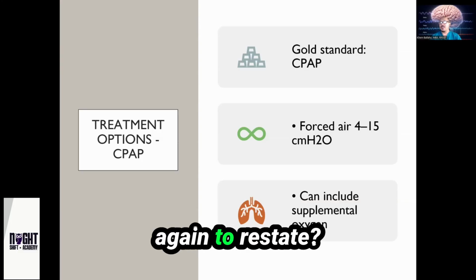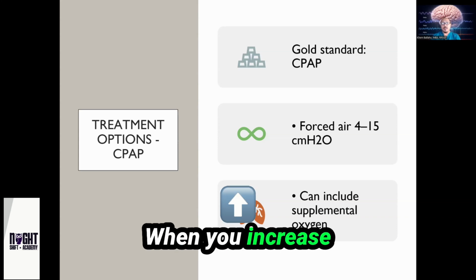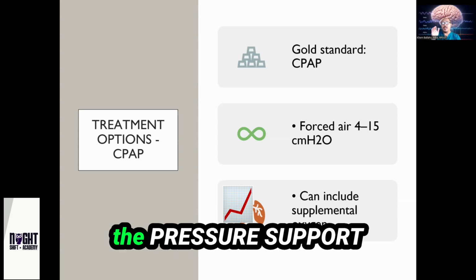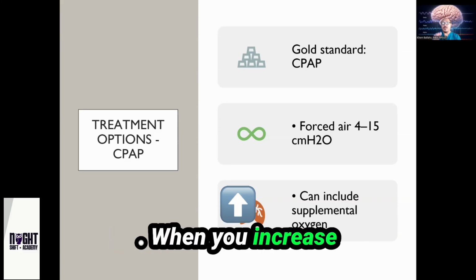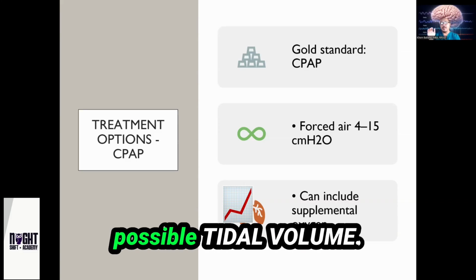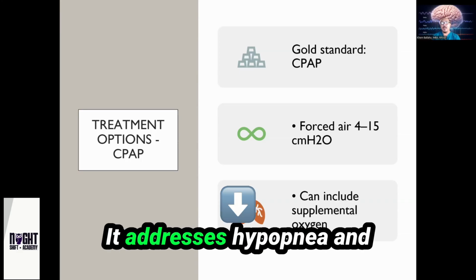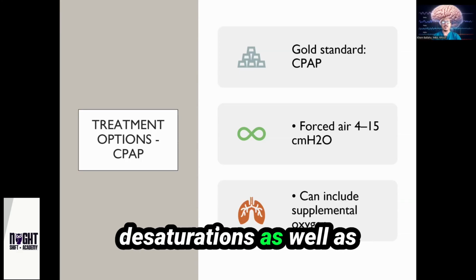So is that clear? Again, to restate, when you increase only the IPAP and leave the EPAP, you're increasing the pressure support. When you increase pressure support, you're increasing a possible tidal volume. When you increase tidal volume, it addresses hypopneas and desaturations as well as snoring.